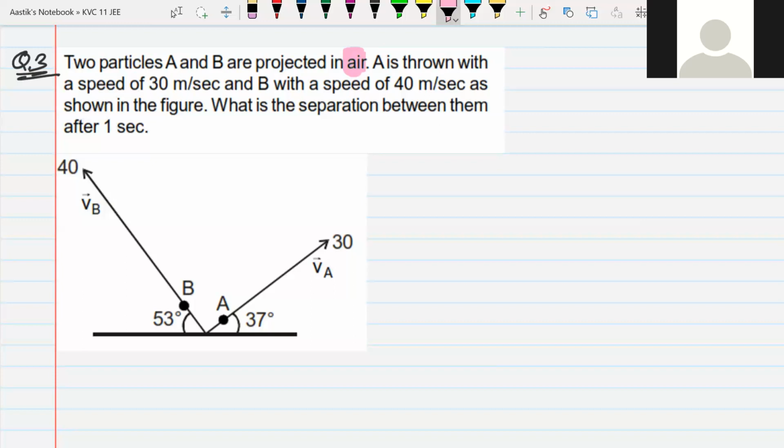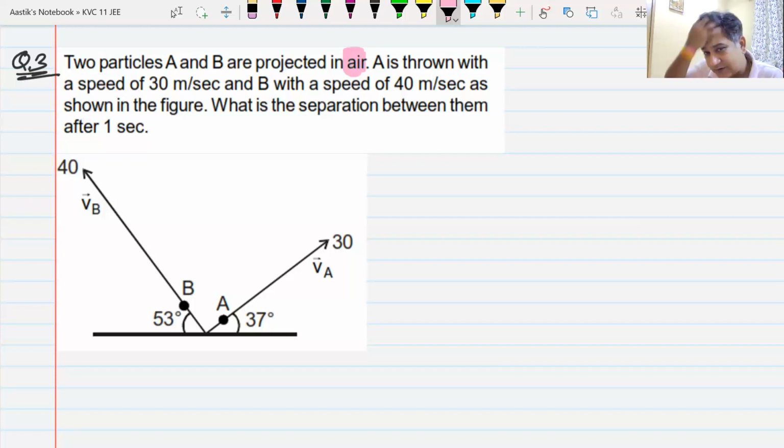Anyone with any answer? 50. Yes? 50 is right. How did you get it? Only one student got it, it seems. Okay, I'll give 1 more minute for everyone else to do it.